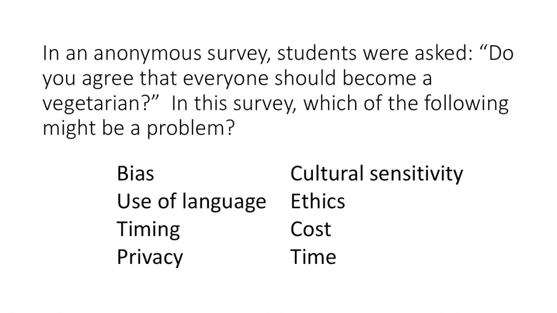All right. In an anonymous survey, students were asked, do you agree that everyone should become a vegetarian? So what, and it could be more than one, might be a problem factor or an influencing factor? So there's a couple here, I would say. Use of language, because it is an awkward way to say that. Do you agree? Like, people are gonna want to say yes. But also bias, because you know what they want you to answer before, like, in the question. So it's a bias towards vegetarianism in this case.